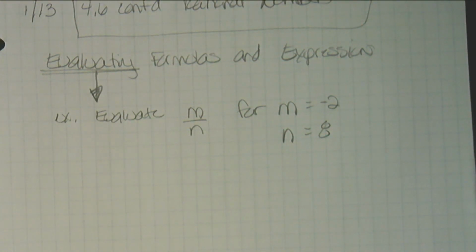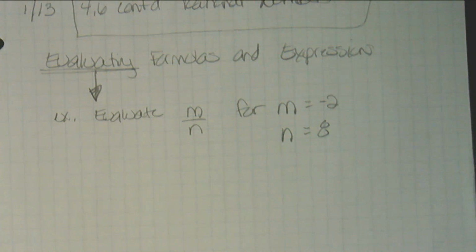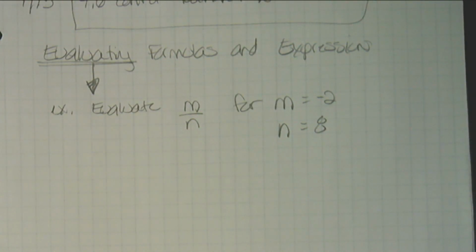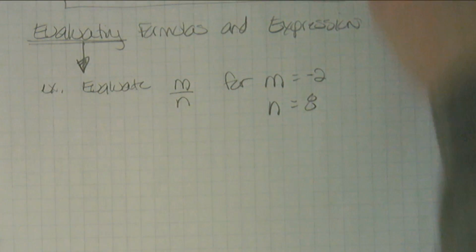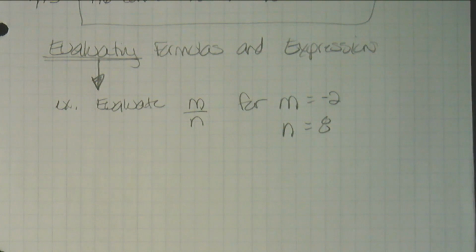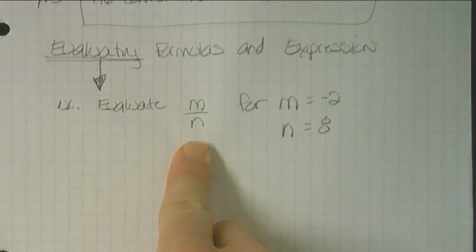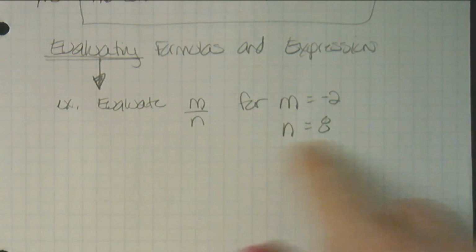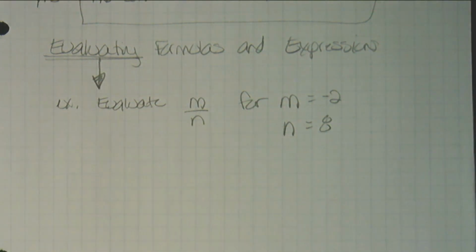Talk to someone sitting by you. Figure it out. We've done this before. Come on. Seriously. You guys, seriously. Think about it. Evaluate m divided by n when m equals -2 and n equals 8. What do you think you're going to do with this stuff? What do you think it might mean? Just take a wild guess. We've done this before. This is not a new idea. What do you think evaluate means here? Audrey?